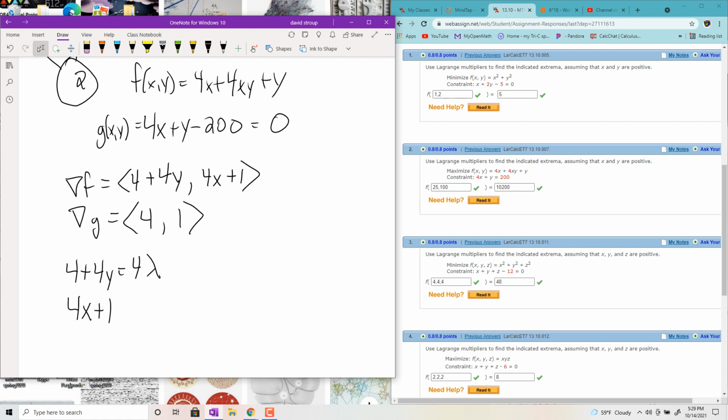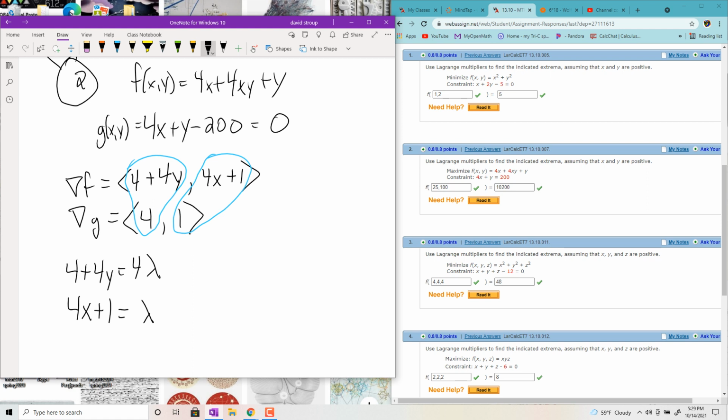4x plus 1 equals 1 times lambda. So you're just equating the components. Equate those two, but put a lambda on the 4. Equate these two, put a lambda on the 1. And then the third equation, because there are literally x, y, and lambda, 3 unknowns, you need 3 equations.